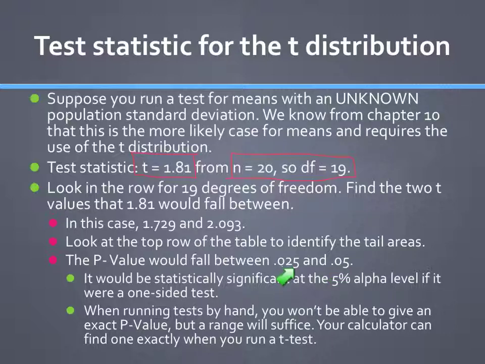So our 2.5% to 5% would become 5 to 10%. And then in that scenario, if we were using the same alpha level of 5%, we would not be able to reject our null hypothesis. The data would not be statistically significant. Because the table shows symmetry, and you'll notice on this t-distribution table that there aren't any negatives expressed. If you had a t-value of negative 1.81, you'd use the same process, and that really shouldn't matter in this case. So when running these tests by hand, you're not going to find a p-value exactly.